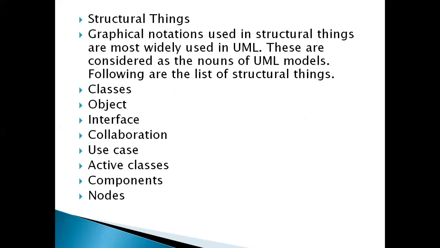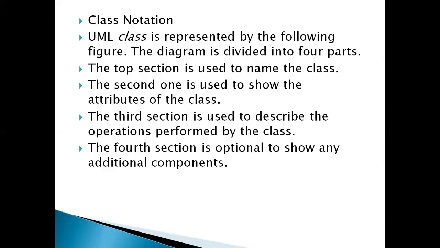Structural things. What are structural things? The graphical notations used for structural things are the most widely used in UML. These are the following structural things: classes, object, interface, collaboration, use case, active classes, components, and nodes.